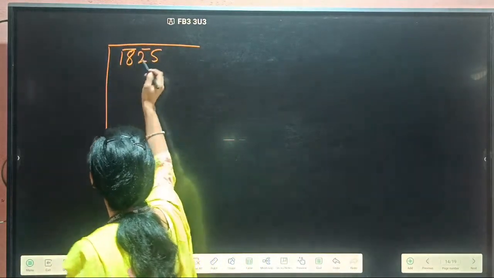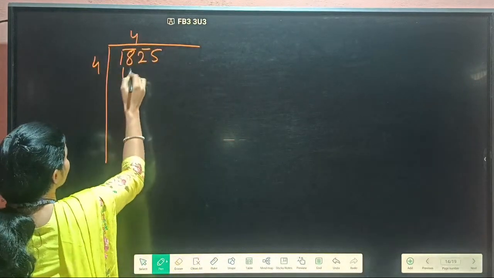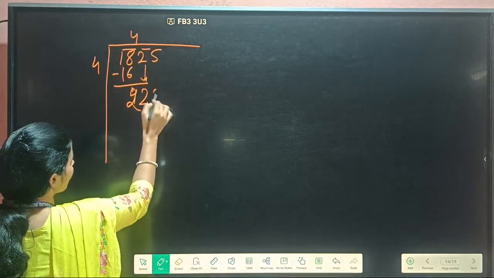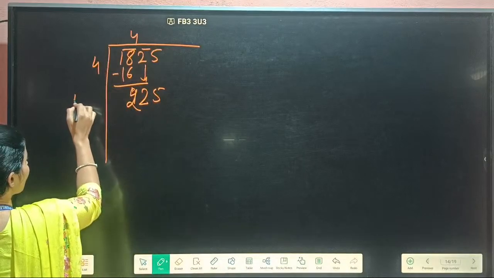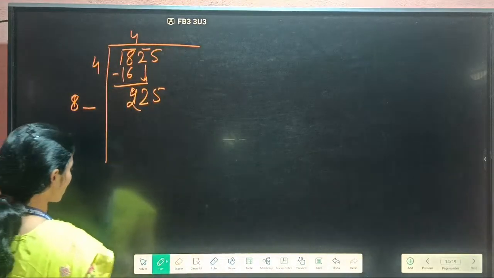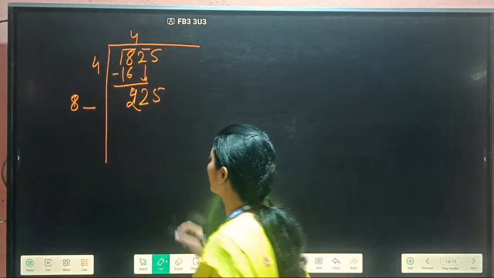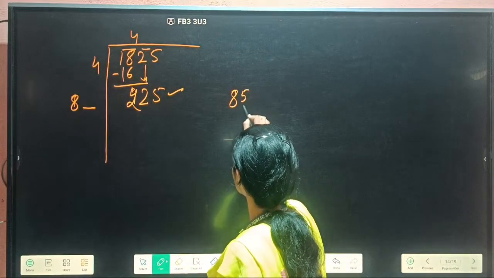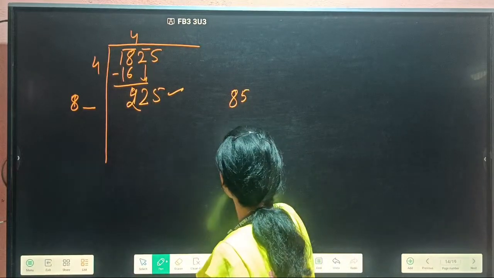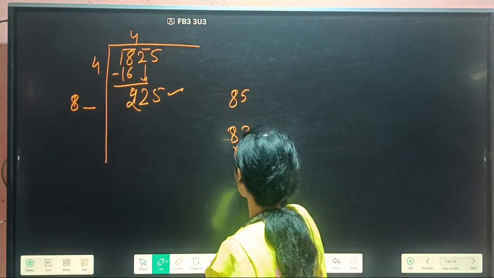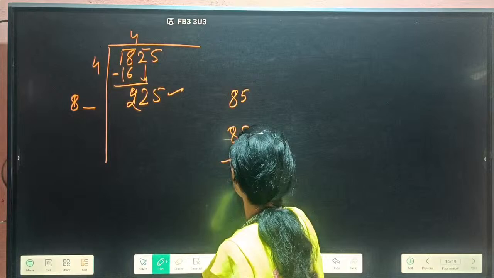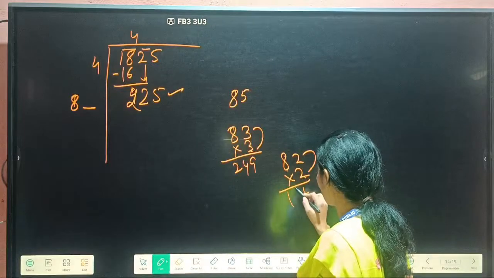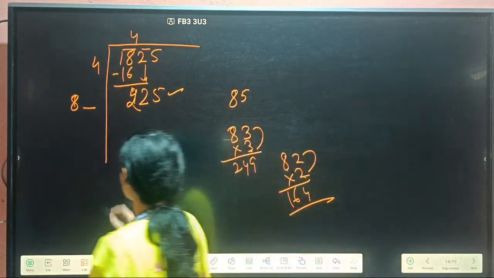Let us find out. 4 fours are 16. Remainder is 2. Then carry down the next pair, 25. Its double will be 8. So think about one digit whose multiplication with this complete number will be equal to 225 or less than 225. 8 5s will be more. Then check with 3. 3 3s are 9, 3 8s are 24, more than that. 2 2s are 4, 2 8s are 16, 164. So I will write 2.